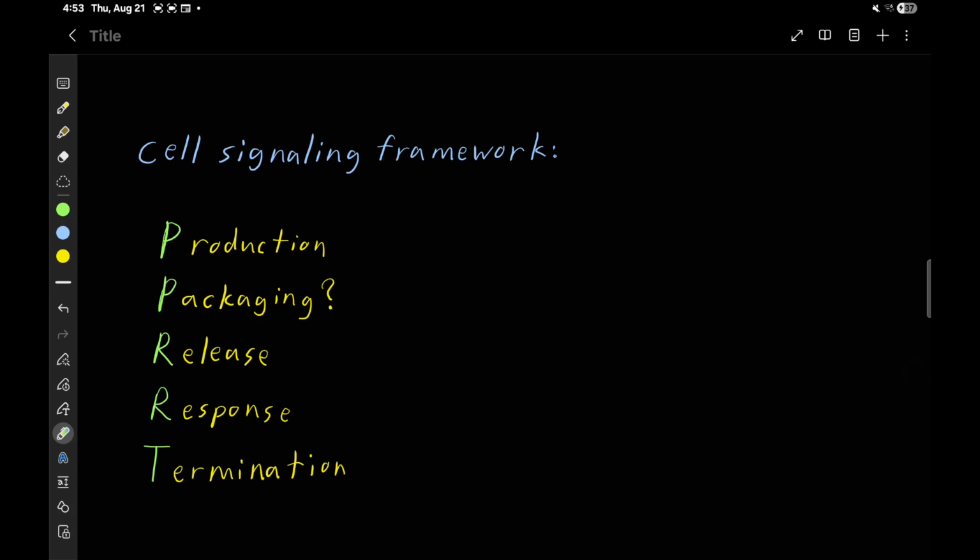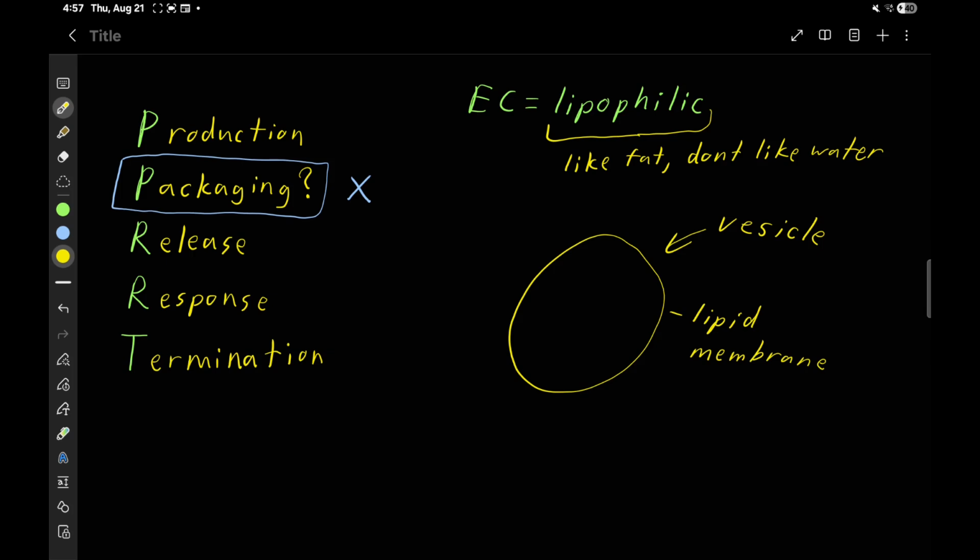And endocannabinoids, which is the messenger molecule we're going to focus on in this video, they follow this same framework. So they are synthesized in the body, they are actually not packaged, and they get released, produce responses, and these responses must be terminated. So the main reason why endocannabinoids are not packaged is because they are lipophilic, and this means that it's very hard to package them.